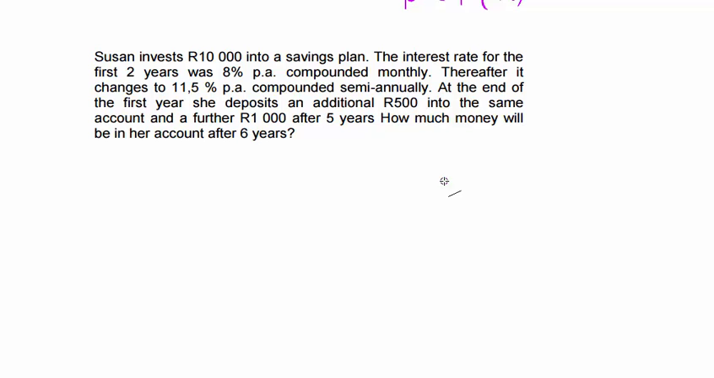Susan invests 10,000 into a savings plan. The interest rate for the first 2 years was 8% compounded monthly. Thereafter, it changed to 11% per annum compounded semi-annually. At the end of the first year, she deposits an additional 500 in the same account, and after a further 10,000 after 5 years. How much money will be in her account after 6 years?